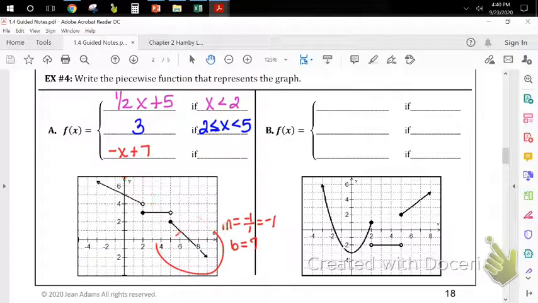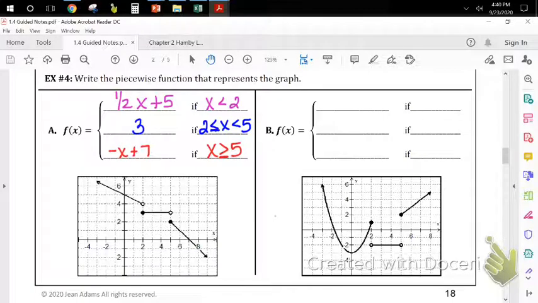And then for what x values do we use that equation? Well, we can see it keeps going to the right, so we know our x's are greater than that number right there, which is 5. And is it equal to the 5? Yes, because it's got that closed circle. So there is our piecewise function that would give us the graph that we have below.